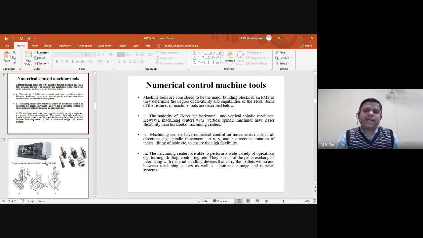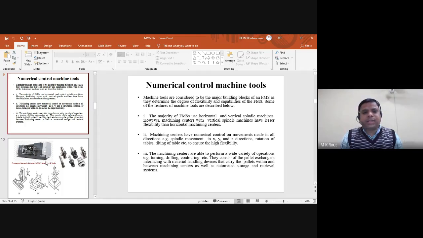X, Y, and Z directions, and there is rotation of the table. Even the job table rotates in 360 degrees. Some machines rotate 180 degrees, some rotate 90 degrees. But in the case of 90 degrees, it is considered a tilting of tables. So this ensures a high flexibility, which is directly involved whenever you go for a complex machining job.